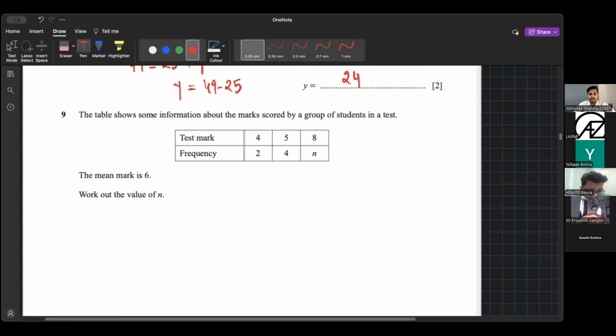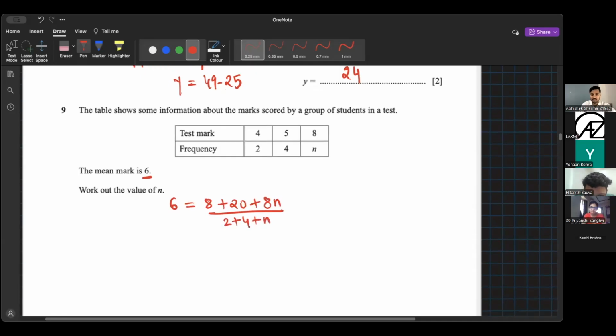Next, it says the table shows some information about the marks scored by a group of students in a test. This is the test mark and the frequency is given to us. The mean mark is also given to us, that is 6. It says work out the value of n. We know that the mean mark 6 will be equal to 4 into 2, 8 plus 5 into 4, 20 plus 8 into n is 8n, whole divided by 2 plus 4 plus n. That is 6 plus n.